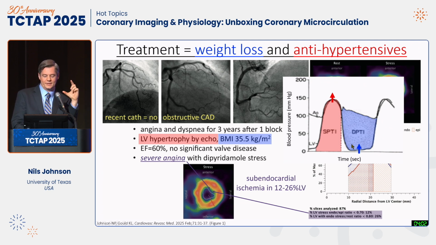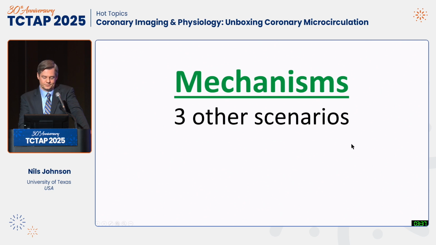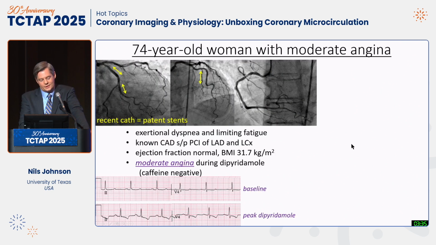And because the LV is thick, that then increases the amount of demand. And in her particular case, she's also obese, and that probably causes some degree of diastolic dysfunction. And so her LV filling pressures are higher than normal. And so particularly when she has tachycardia and the diastolic perfusion period decreases, that's what drives it. And so the way to help her out is to have weight loss and to work on controlling her blood pressure.